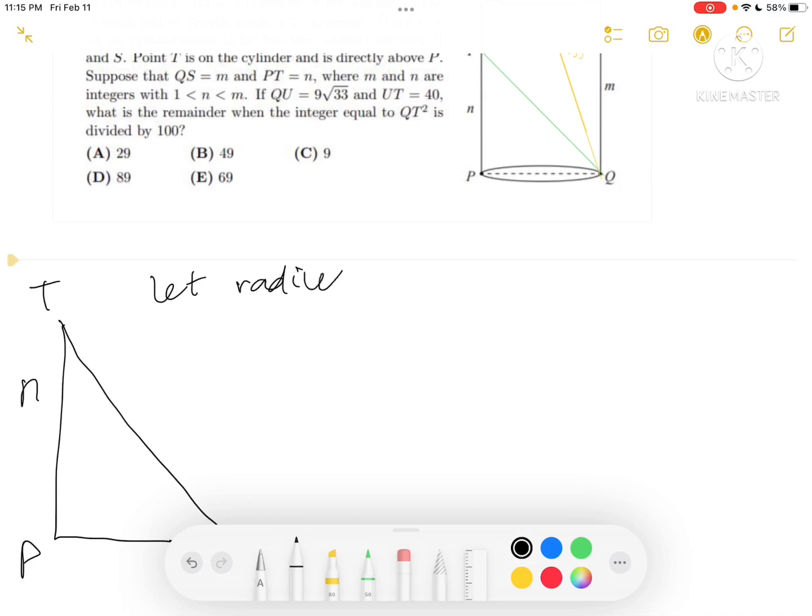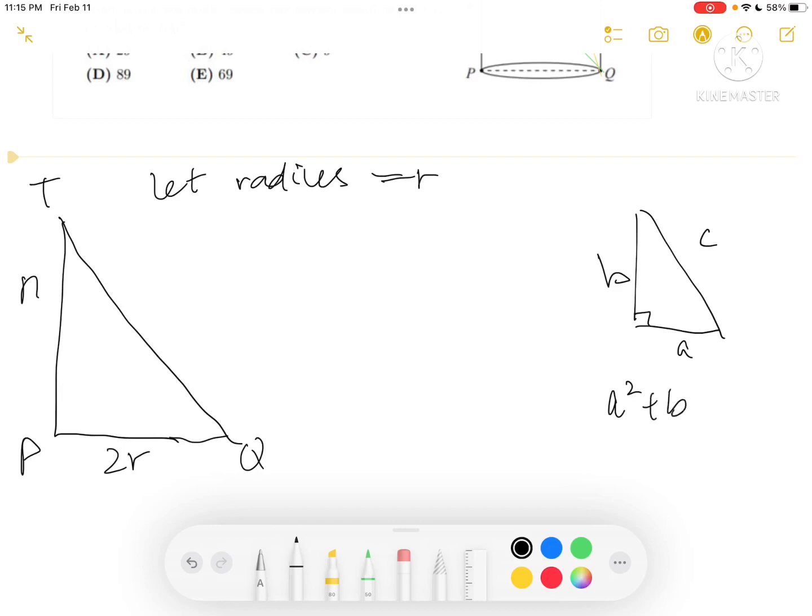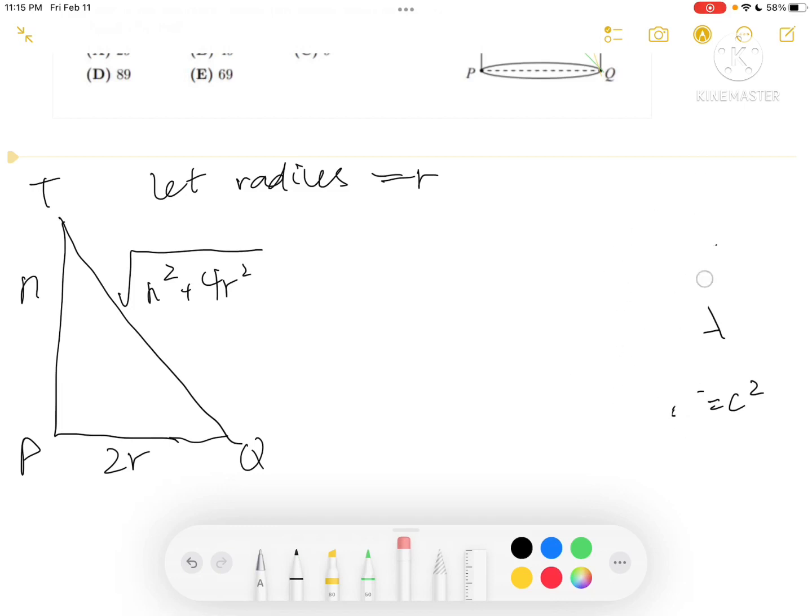If we let the radius of the circle equal R, PQ is the diameter, so this side should be 2R. Now we can use the Pythagorean theorem, a theorem for right angle triangles: A squared plus B squared is equal to C squared. So QT squared is equal to N squared plus 4R squared, and QT is the square root of this. So we just need to find what N and R are, which will enable us to solve for QT.